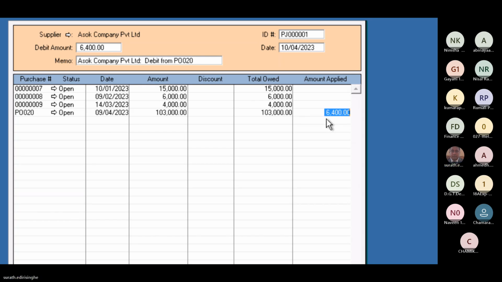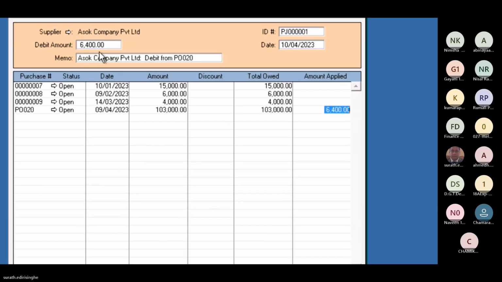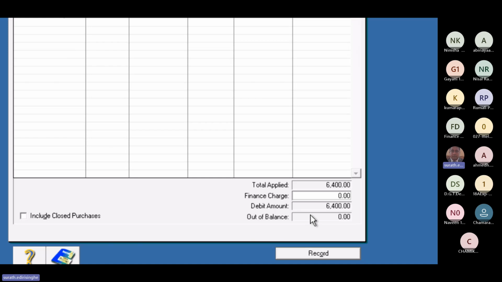Now, out of balance 6,400. Now again click on here, debit amount, and click on tab. Now look at here. Out of balance goes, the debit amount total applied is 6,400. No difference. Otherwise, the system will create suspense, that means out of balance on 6,400.